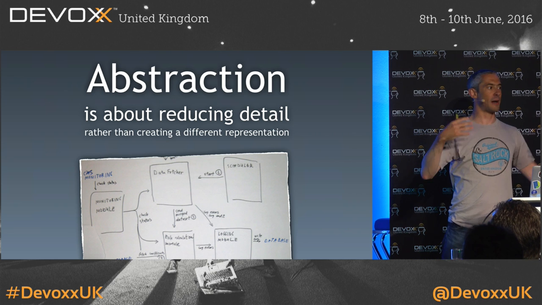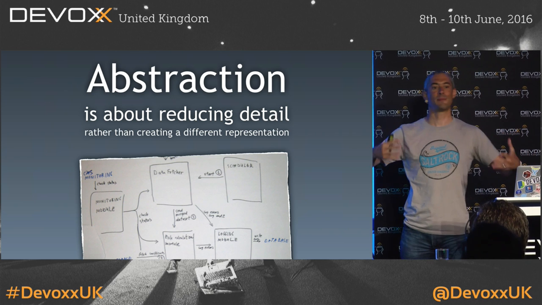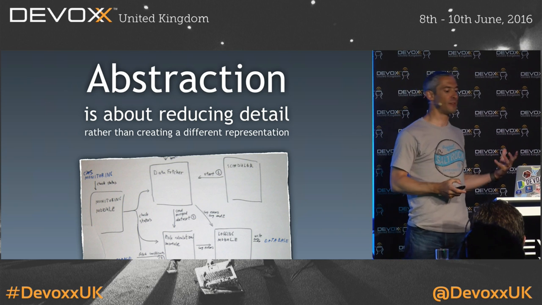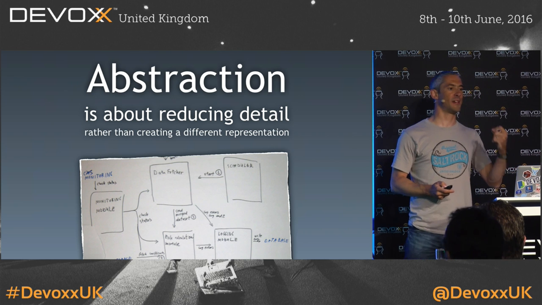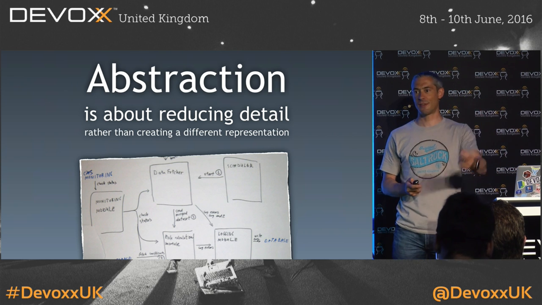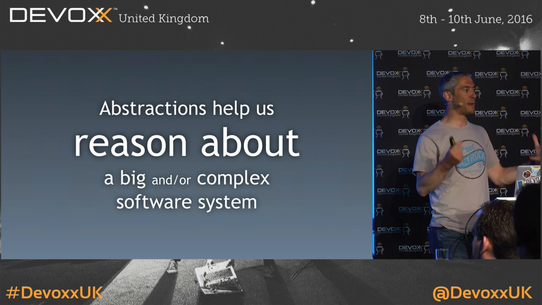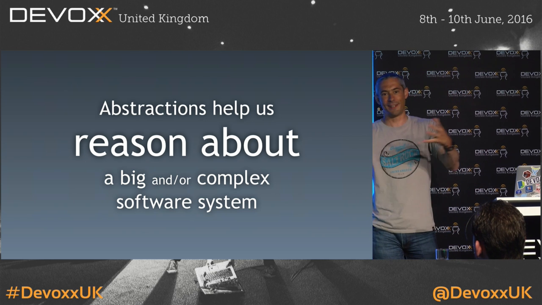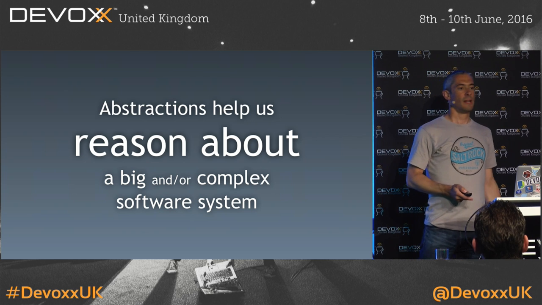So when we're drawing architecture diagrams, we'll use abstraction. And abstraction allows us to reason about and simplify our view of a system. It reduces the cognitive load, essentially. And of course, when we talk about architecture, we talk about things like components and modules and services. These abstractions help us reason about big or complex systems. Without these abstractions, we have lots of low-level, endless, highly detailed conversations that just take time.